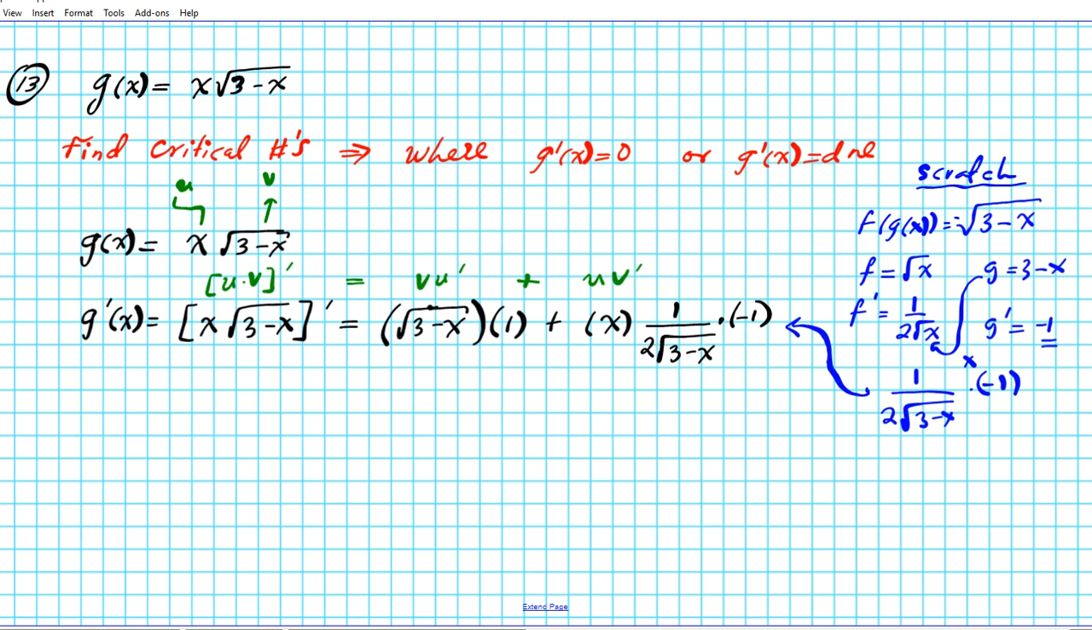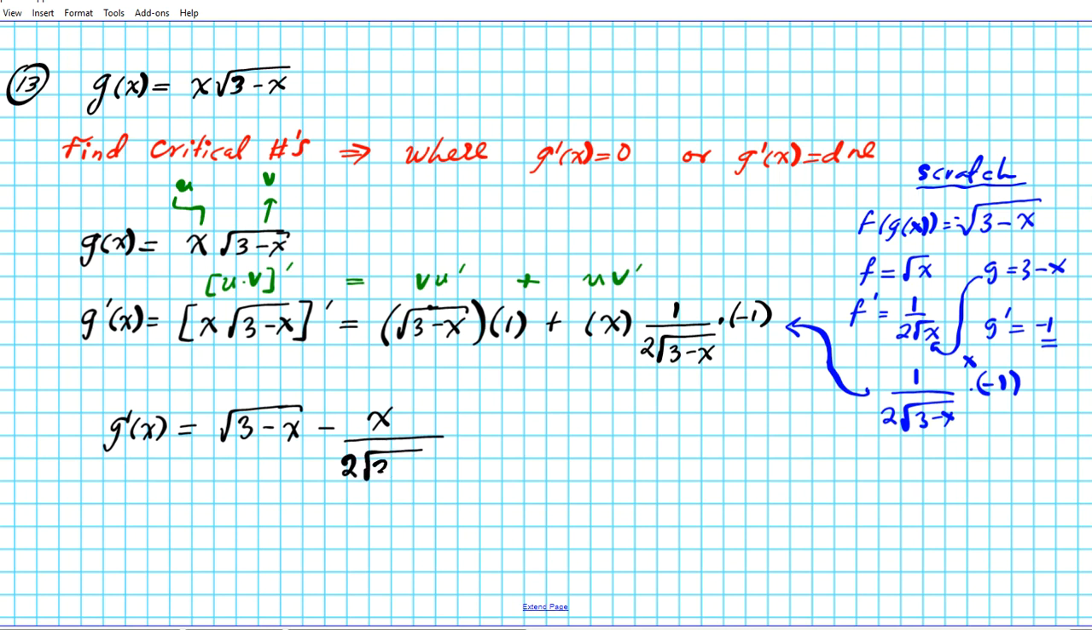Okay, let's go ahead and simplify our derivative. g prime of x is the square root of 3 minus x plus, actually we have a minus there, so minus times plus is minus, so minus x over 2 root 3 minus x.